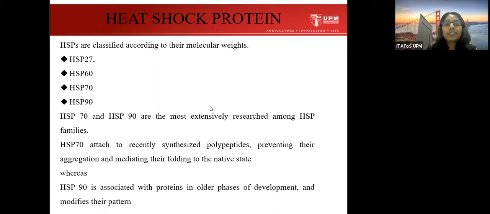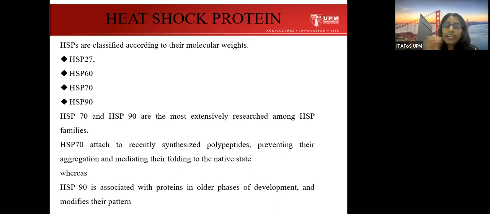HSPs are classified according to molecular weight. I'm sure you have done a lot of studies and encountered HSP27. There are also many studies on HSP40, 60, 70, and 100, but all of these are based on molecular weight. In my study, I would like to narrow down to HSP70 and HSP90, because they are the most extensively studied HSPs among all.